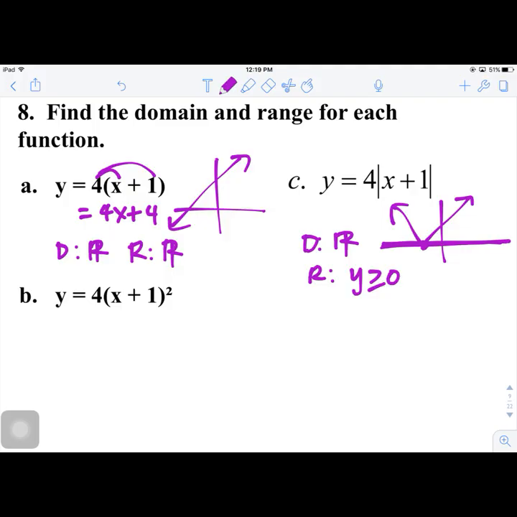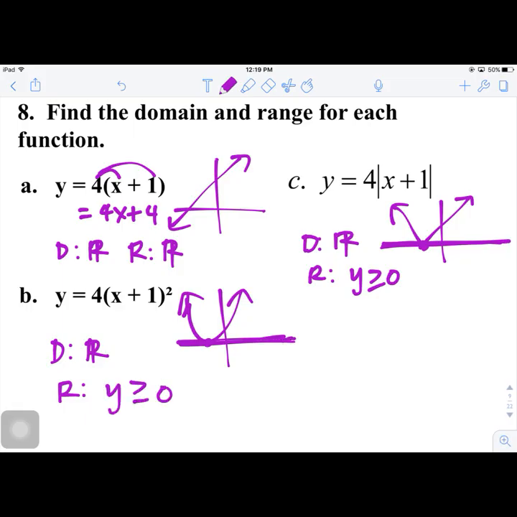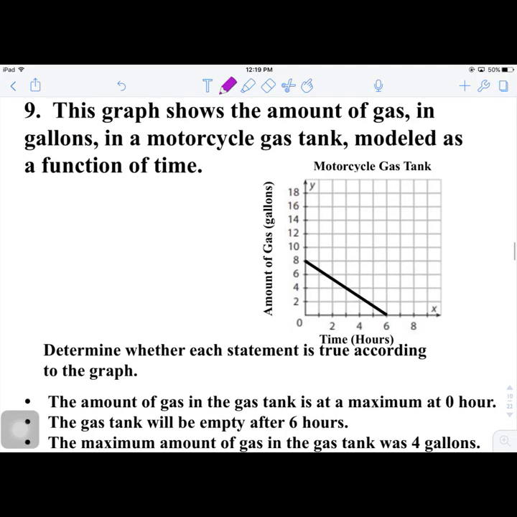And the third one is a quadratic function, and we know that the quadratic function is graphed this way. It's like a U shape. So this one is going to have the domain all reals again, because it's going left and right. And then the range is going to be the same as the absolute value function. It's above the x-axis as well, so it should be y greater than or equal to 0. So those are the domain and range for the 3 different functions.